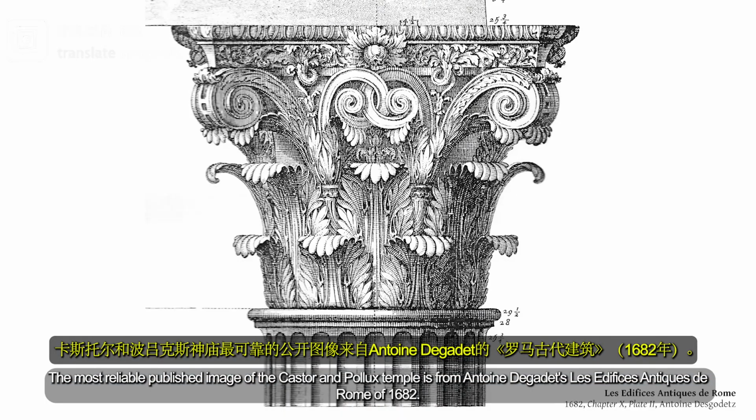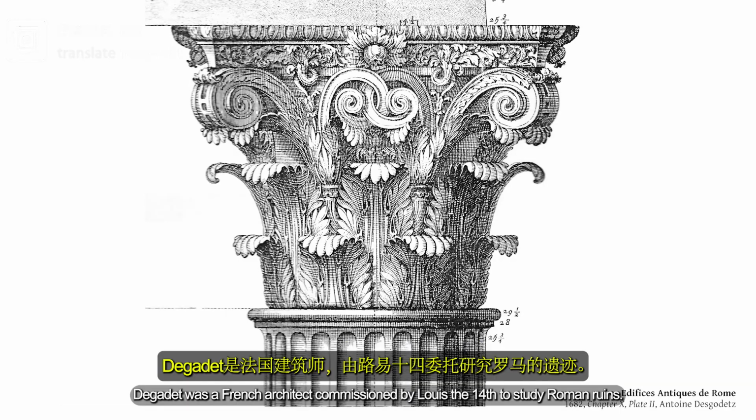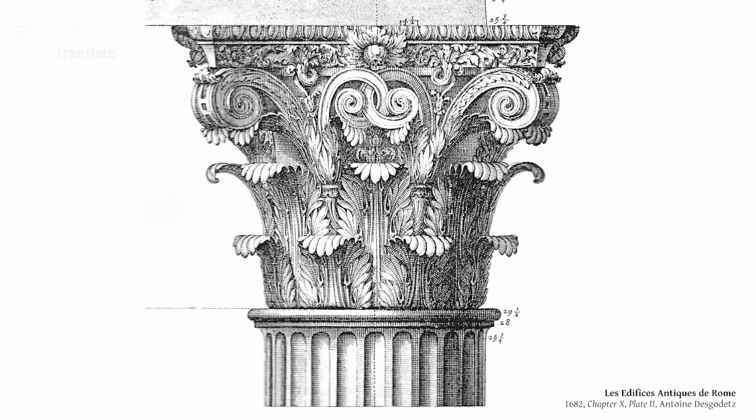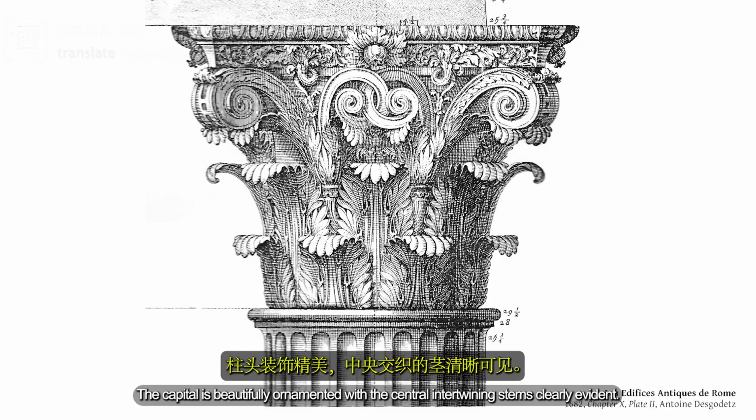The most reliable published image of the Castor and Pollux temple is from Antoine Dégodetz's Les Édifices Antiques de Rome of 1682. Dégodetz was a French architect commissioned by Louis XIV to study Roman ruins. He personally measured all the architectural features he recorded, so we're reasonably certain of their accuracy. The capital is beautifully ornamented with the central intertwining stems clearly evident.